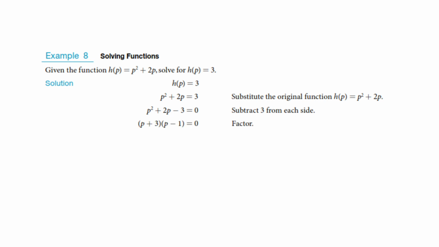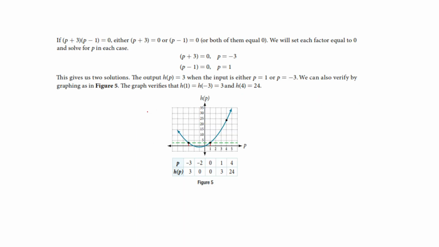So I factor that, I get (p plus 3)(p minus 1). And we have something called the zero product property. It lets us set either one of those equal to 0. There's a lot going on the screen, but we just set them both equal to 0. And so there are my answers.